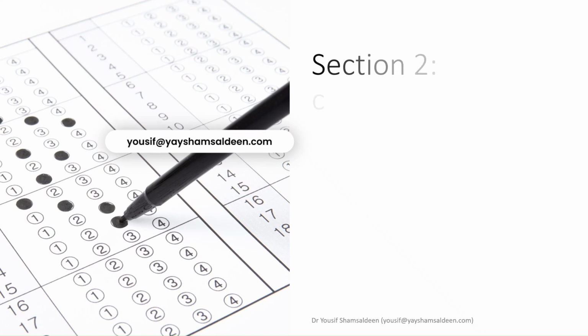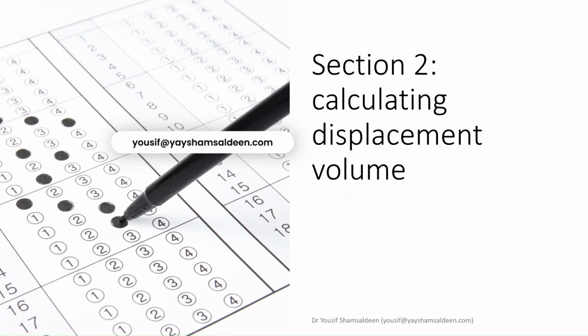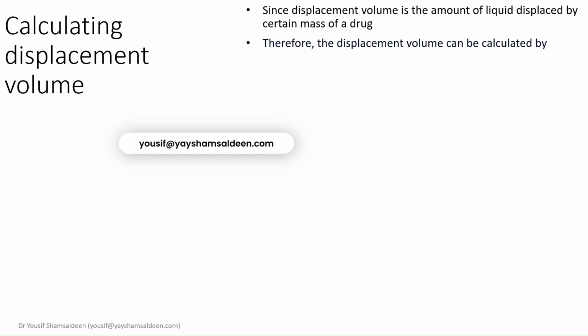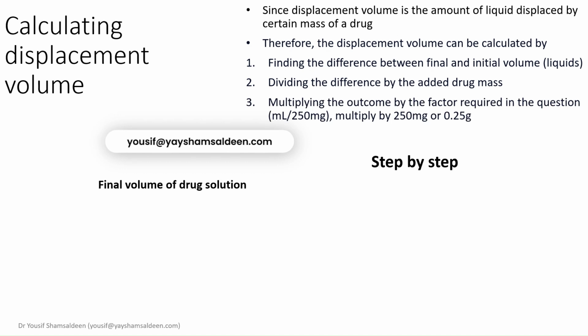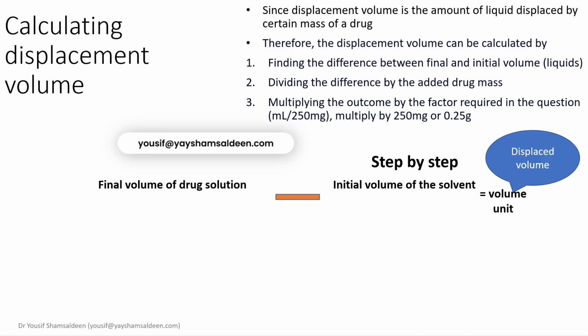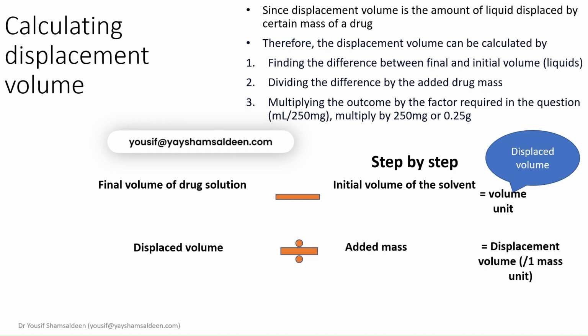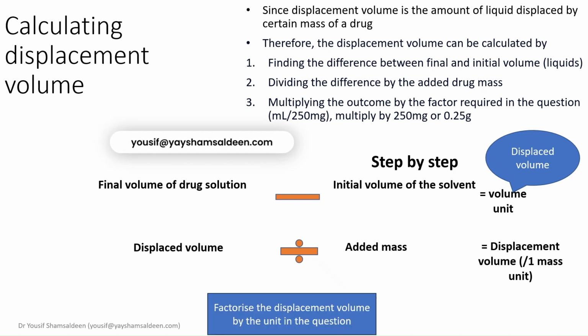The second section is about calculating displacement volume, and it's about simple two steps. The first step is we need to do the subtraction, i.e. the final volume of a solution containing a drug minus the volume without a drug. And this will give us the displaced volume. Then the second step is displaced volume divided by the added mass. Then there will be an extra third step, depending on whether you're asked about an extra thing related to the displacement volume, such as what is the displacement volume per another mass. And we will talk about it later on.